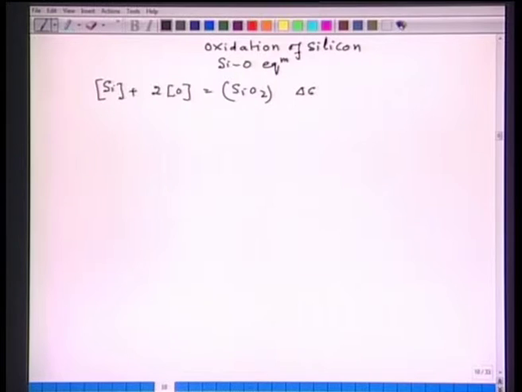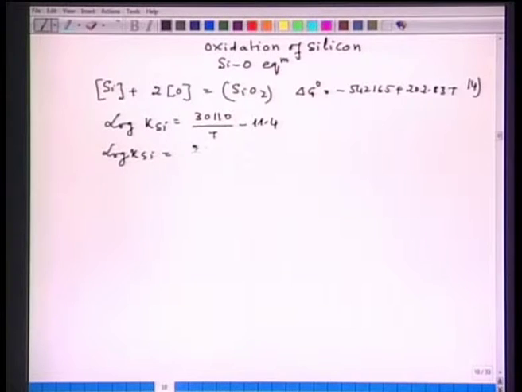Delta G naught, the value is minus 542165 plus 202.83 T. Now, this is equation number 14. Remember, this reaction is highly exothermic in nature. Now, about log of K silicon, that is equal to 30,110 upon T minus 11.4.